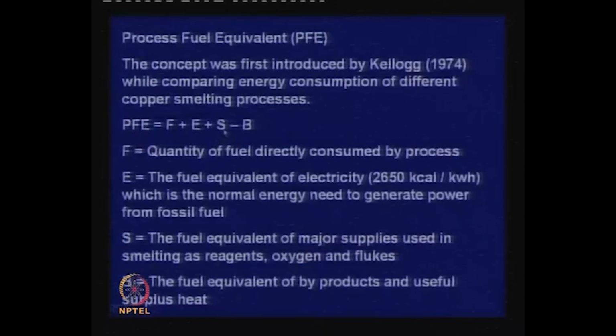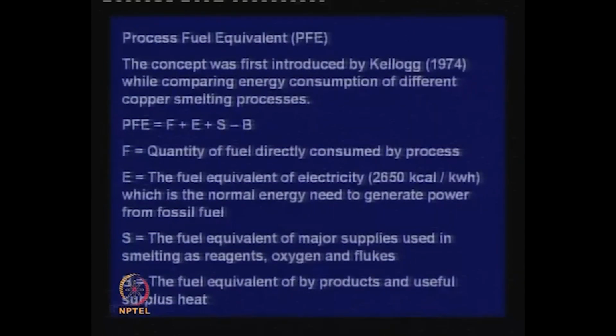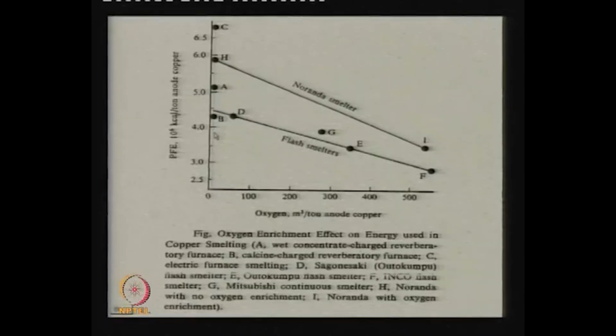There is also another parameter S, which is the fuel equivalent of major supplies. The input materials have also required some power, energy when they were produced. That has to be taken into account. From that we take away the fuel equivalent of byproducts and useful surplus heat. Very often we tend to forget the S term, that after all the raw materials that we use also have required energy for their production. So, only using such a term can we look at the energy equivalent.